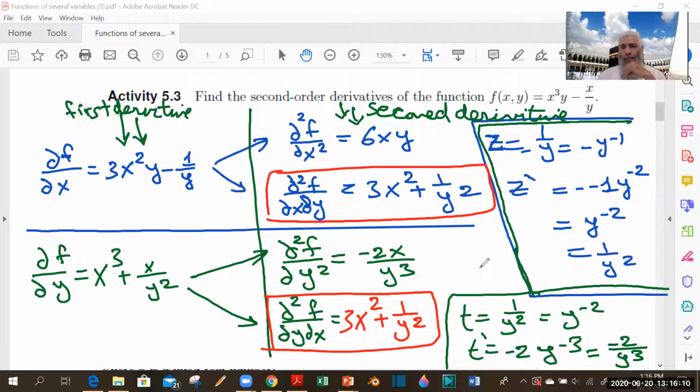And in the explanation or notes, the professor said that this is true in our cases, our studies, but it is not true in all cases. But we will study just that d2f divided by dx dy is like d2f divided by dy dx.